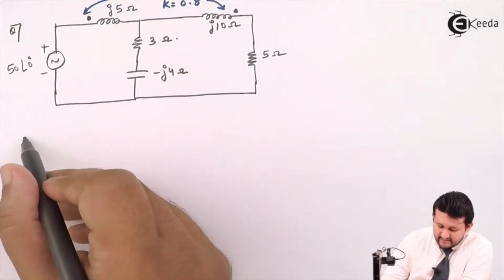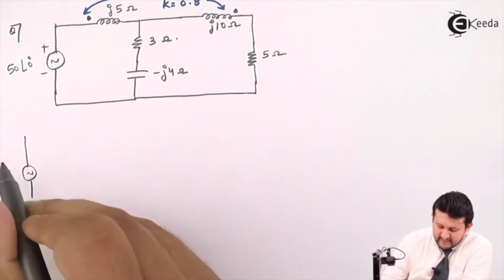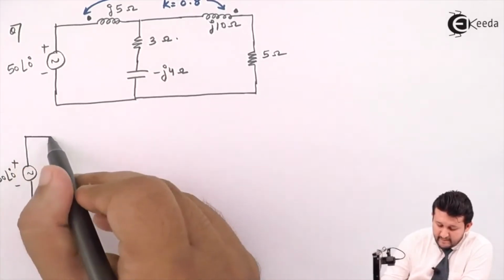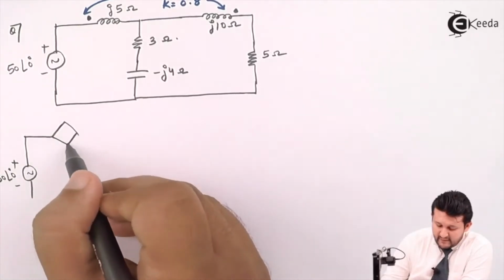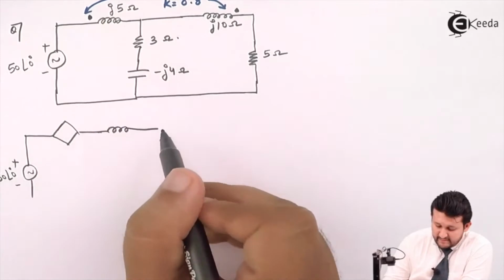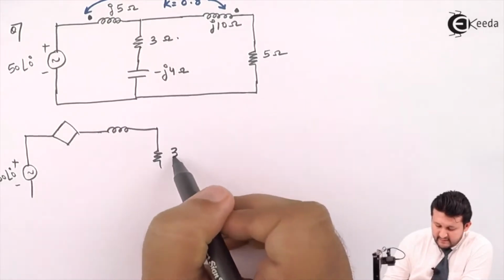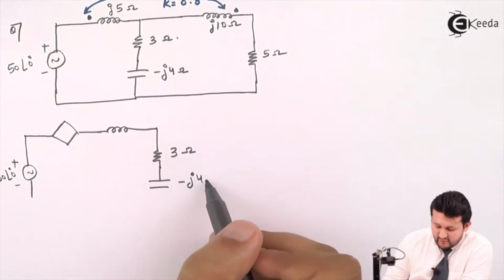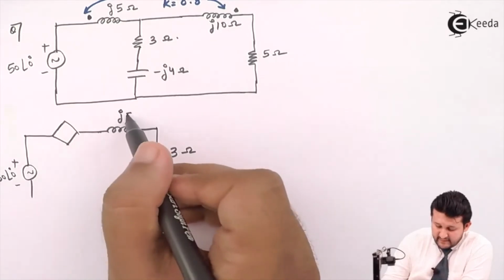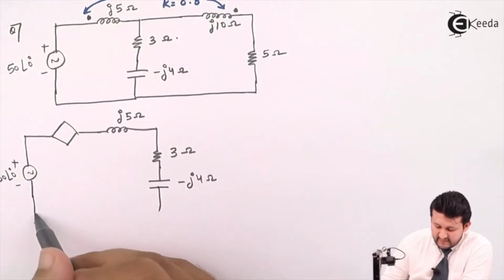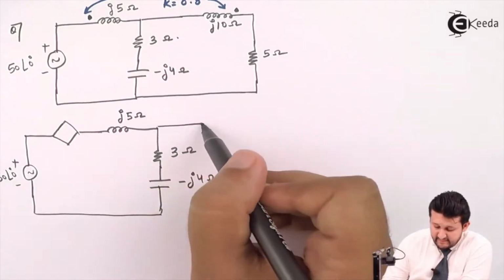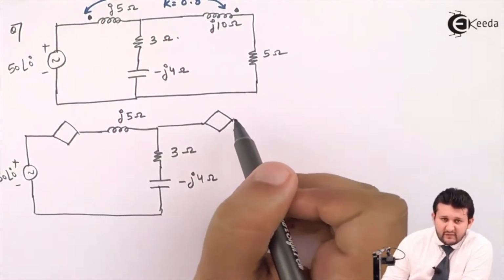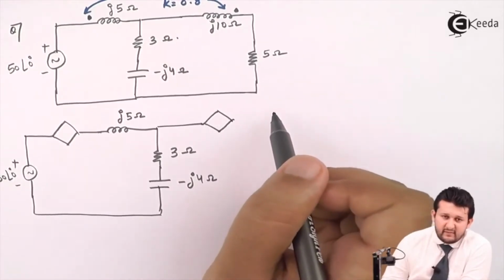So in this case, you have a sinusoidal voltage source, plus minus, 50 angle 0. Replace it by a voltage source in series with the inductor, resistance 3 ohms, minus J4 ohms, J5 ohm. It's your first mesh. Second, again replace it by a voltage source. Either you place a voltage source in front of the inductor or in back of the inductor, it doesn't matter because both are in series.